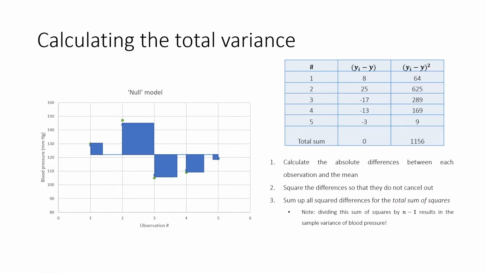Now, a little side note, you can actually divide this sum of squares by n minus 1, the amount of observations minus 1, and it will result in the sample variance. And you can take it even a step further by taking the square root of that, and you will have the standard deviation of blood pressure. But that's beside the point, because at this point, we're going to be working with this sum of squares. It's going to be a term that you're going to hear repeatedly in regression analysis.